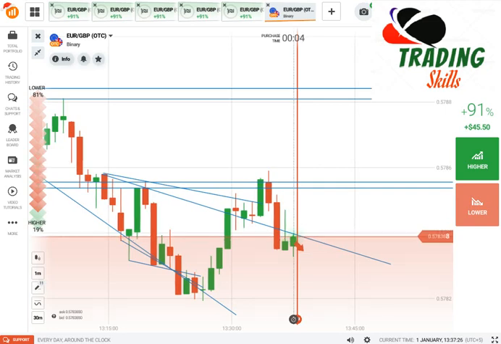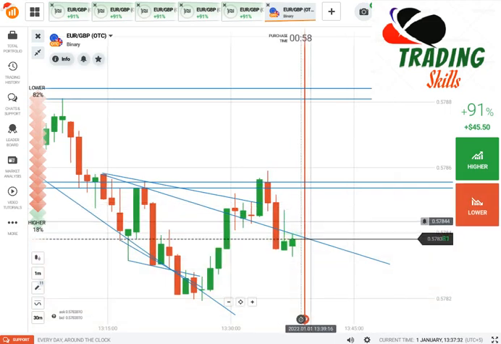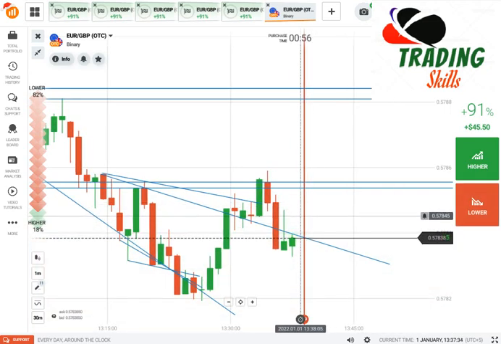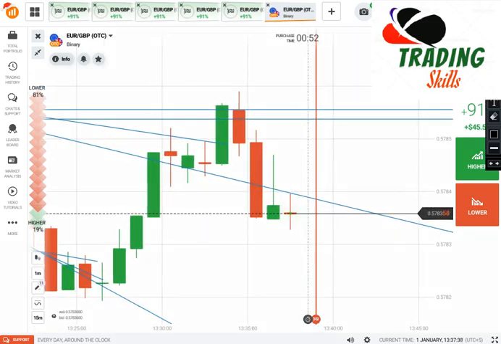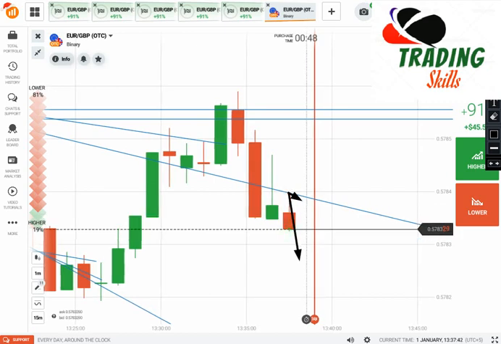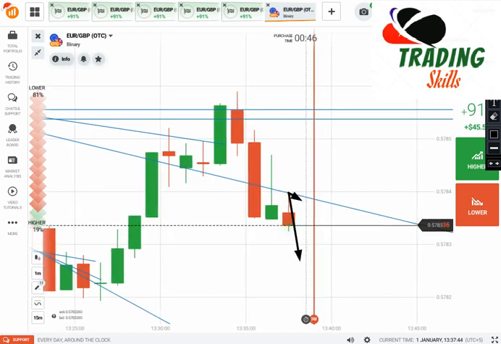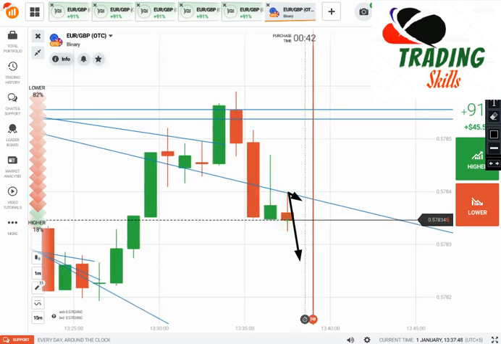Okay, if the market goes up, I will try to take a trade. Now you can see the market is not giving me an opportunity here. You can see exactly from this point the market is giving us a rejection. It means that sellers will continue from this zone, so we need to wait.